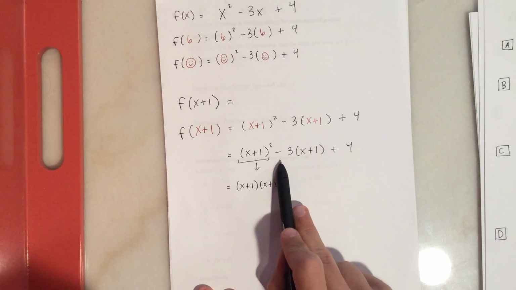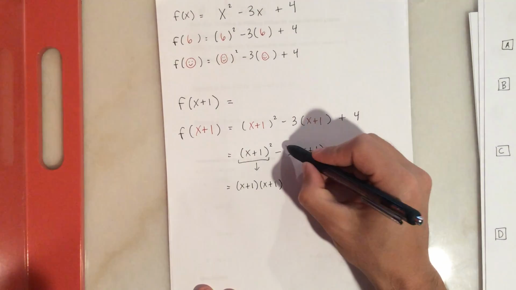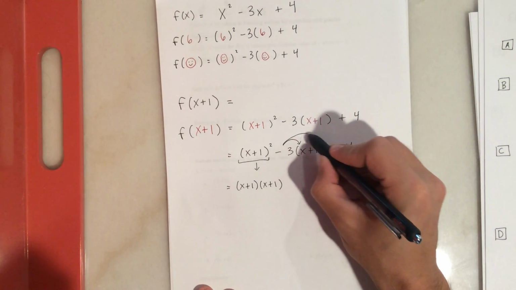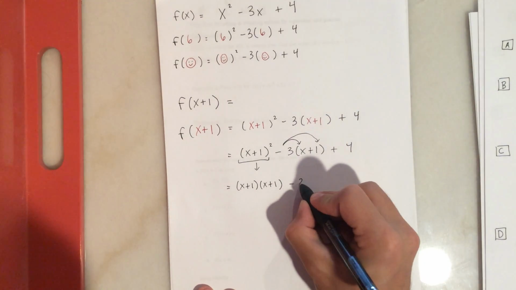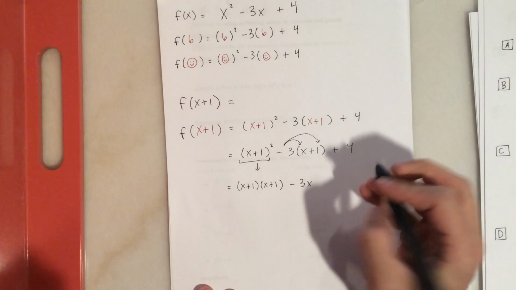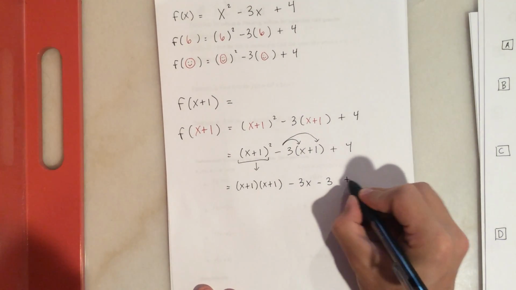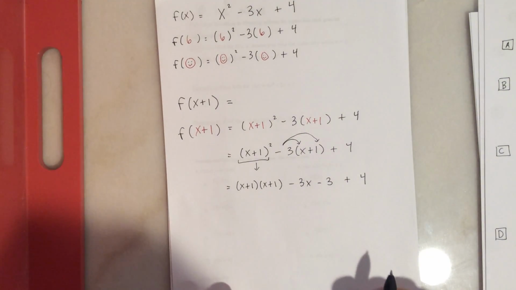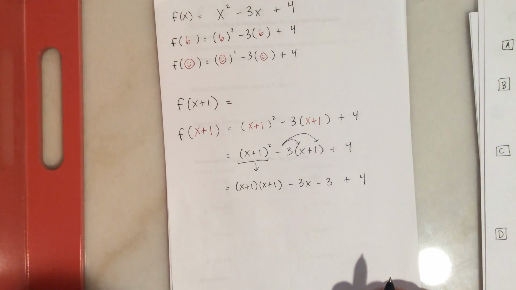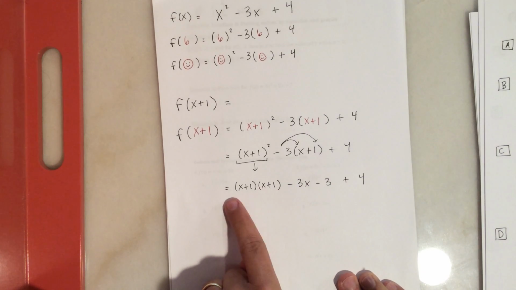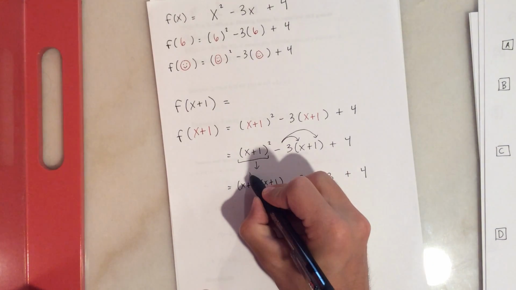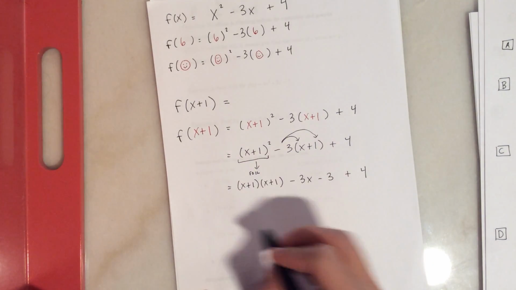Okay, we can handle the minus 3 times x plus 1. This is, and I hope you remember the word, asking you to distribute. So minus 3x minus 3, and then please don't forget the plus 4. Okay, hopefully so far so good. How do you multiply things like this? Hopefully you remember the acronym FOIL, so we will need to FOIL this.